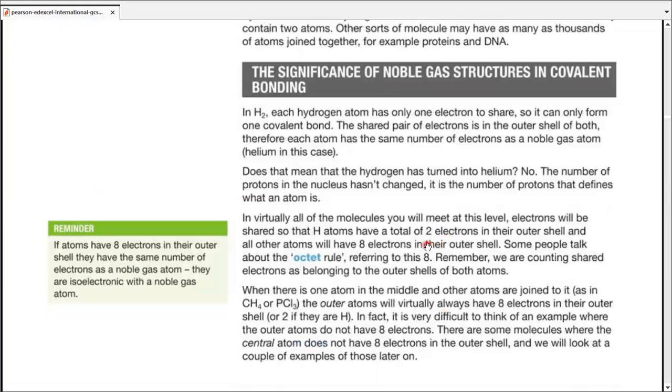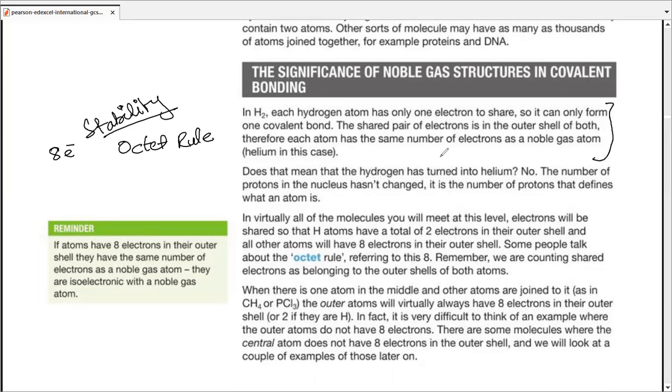Okay. What is the significance of noble gas structures in covalent bonding? Again, having the noble gas configuration gives you stability. And if you have the stability, you won't have to react anymore because you don't need to. I've already explained the Octet Rule in terms of stability. That means to have 8 electrons in their outermost shell to be stable. But in this specific case, I'm going to explain another rule which we call the Duplet Rule.